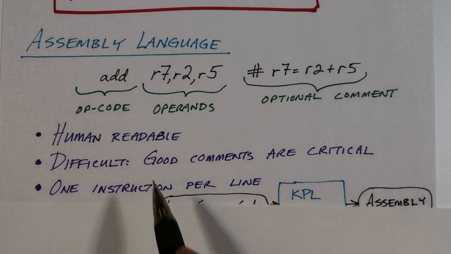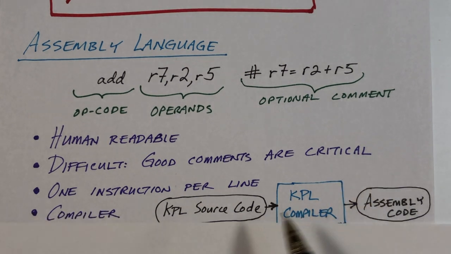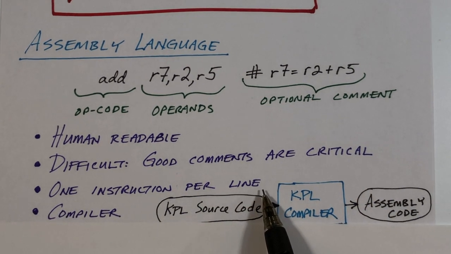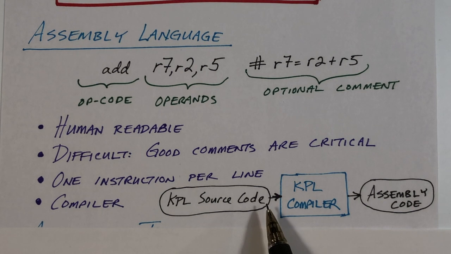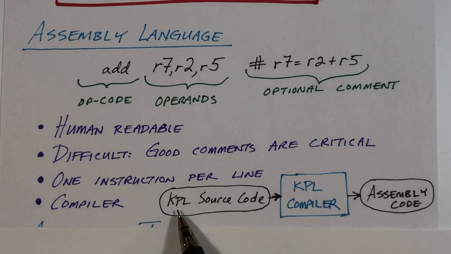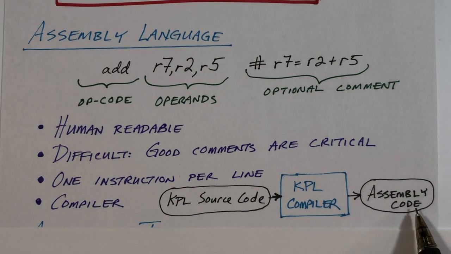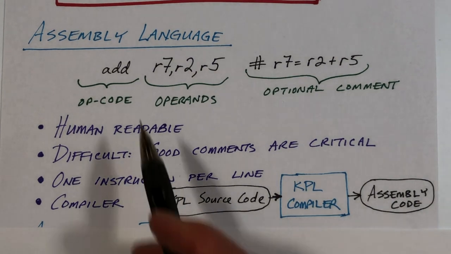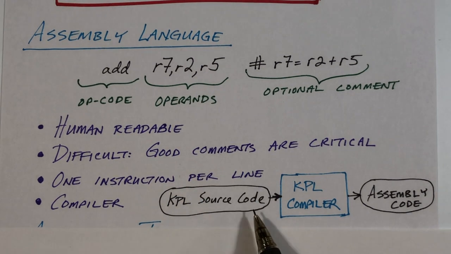Assembly code is human readable, although large assembly programs are very difficult to read, so commenting is critical. With assembly language programs, there is exactly 1 instruction per line. So there's no complex syntax like there is in other high-level languages. A compiler will take source code in a high-level language, such as the KPL language, and will transform or compile it into assembly code, which can then be executed. The computer just executes instructions like this, very simple add instructions that work on registers, whereas the high-level language code can do more complex things, complex expressions, and so on.